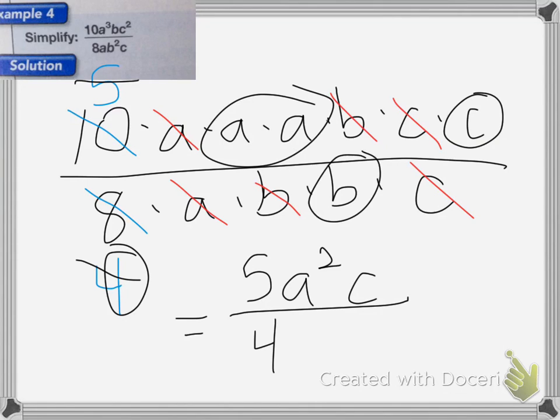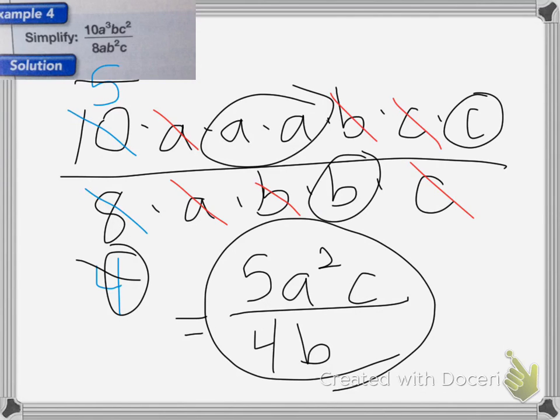I have 1b, and that's it. So when I reduce it, I end up with 5a squared c over 4b.